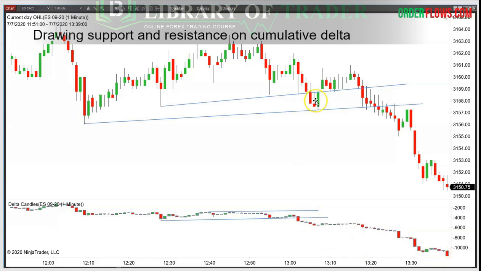Now again, the market went from around the 59 area. It did trade all the way back up to 61 before falling over. But again, even though price is ticking higher on the chart, as long as cumulative delta is ticking lower, that's still bearish.